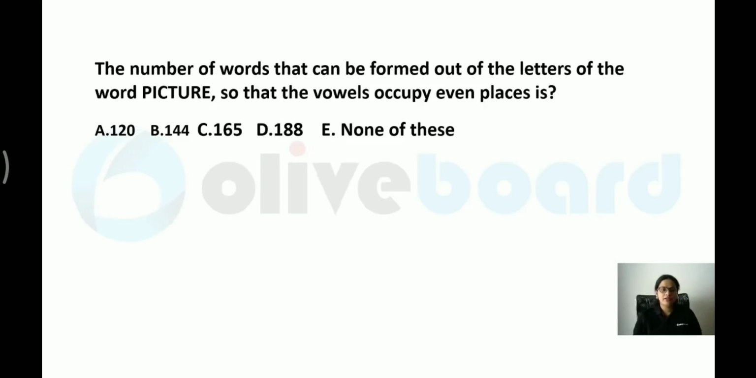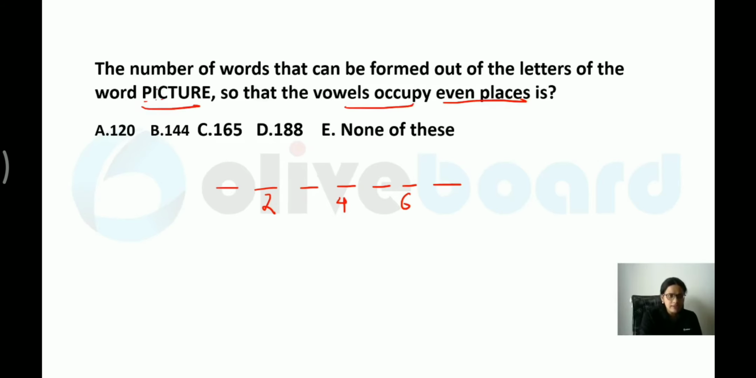So here, now, this is a different pattern in which this letter-word question can come in your exam. Number of words that can be formed out of the letters of the word PICTURE so that vowels occupy the even places. Now, how many letters are there? 1, 2, 3, 4, 5, 6, 7. Okay, so I have 7 places over here. You can just note down these 7 places. Now, vowels occupy the even positions. How many even positions are there? This is 2, 4 and 6. So there are 3 even positions over here.